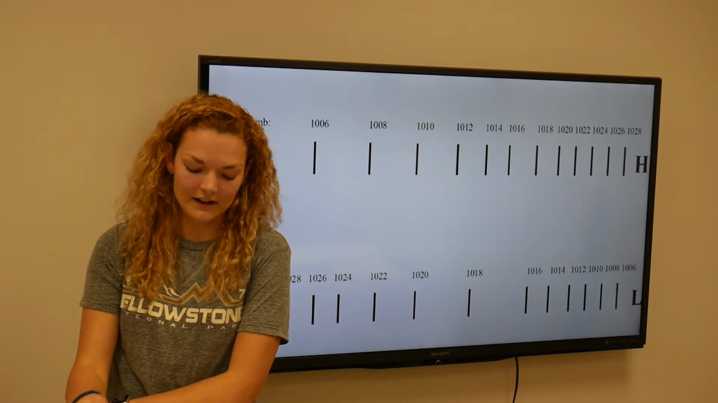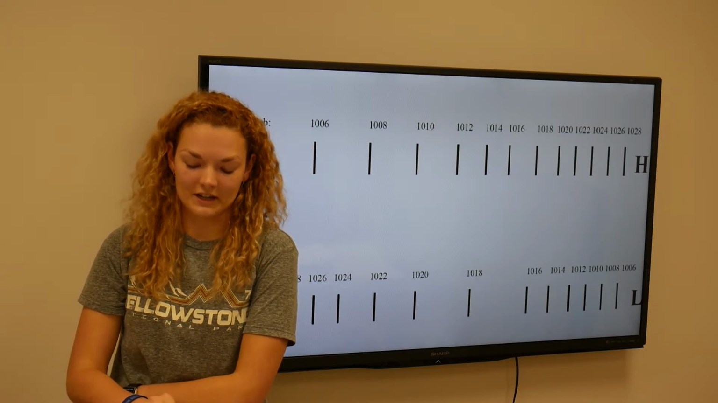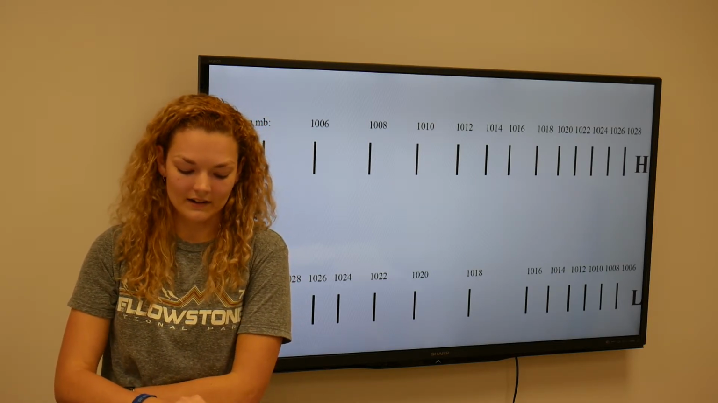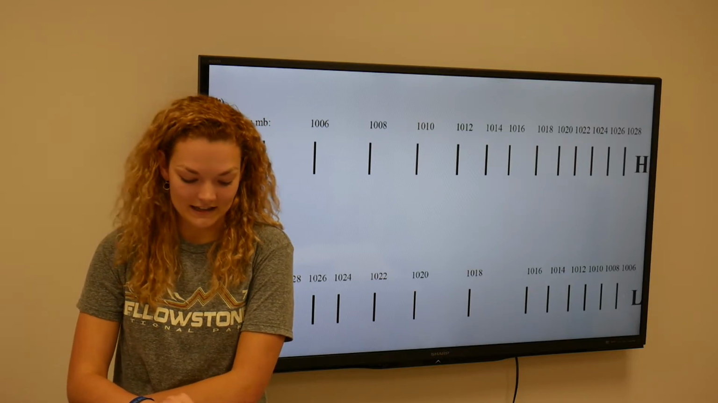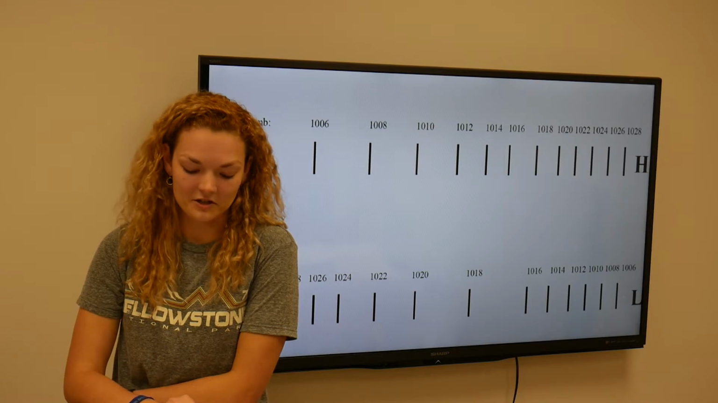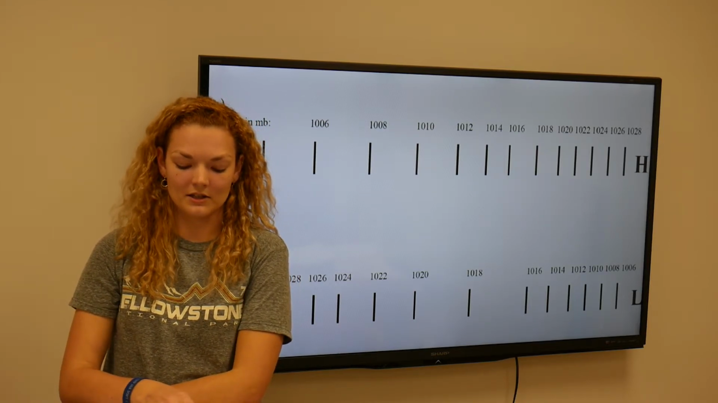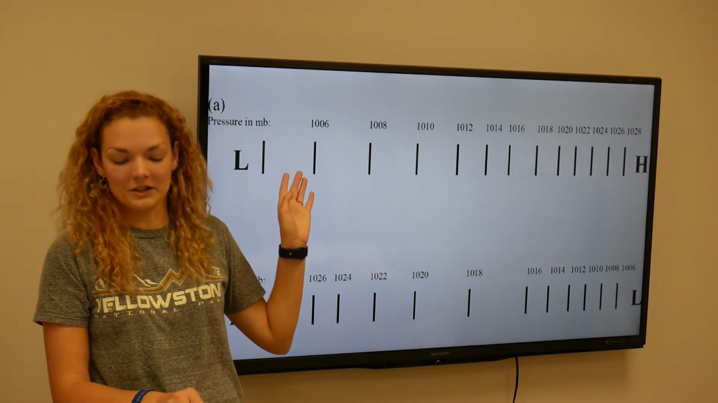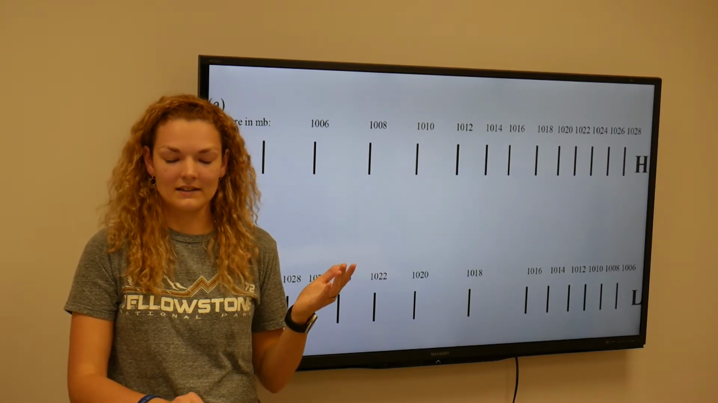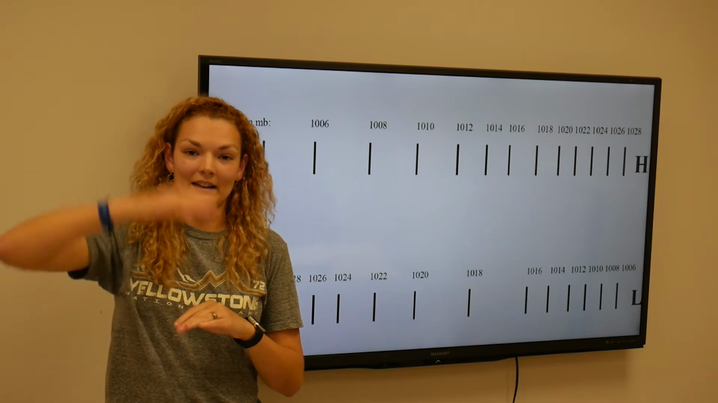And then the pressure gradient force determines the wind direction, while the Coriolis effect deflects the perpendicular movement. That sounds kind of crazy, but basically the pressure gradient force, what we talked about, determines your wind direction. So we know that the wind goes from high to low pressure, but with the Coriolis effect, it's talking about how wind moves up and down.